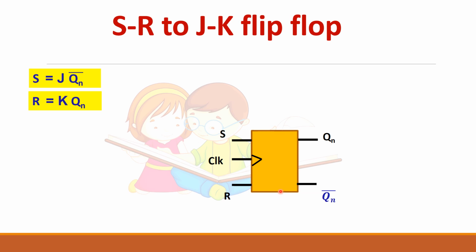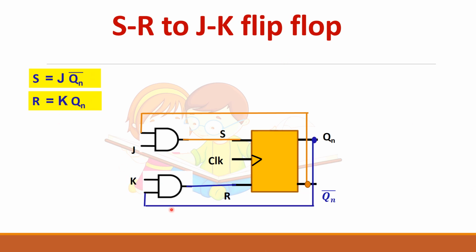So take the SR flip-flop. What is S? J into Qn bar. Here multiplication is there, or dot product, or AND gate. You need an AND gate to implement this function. So put an AND gate here. J is one input and the other one is Qn bar. So Qn bar is here. Put a line from here to the other end. So this will be the input for S. For R you need K into Qn, another AND gate. K is the one input and the other one is Qn.